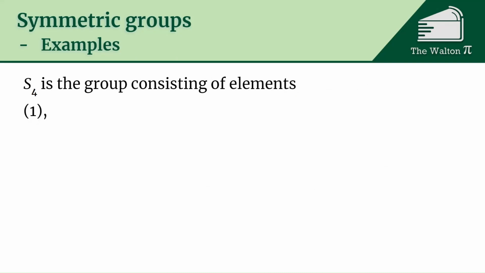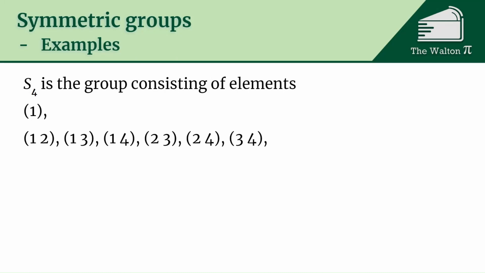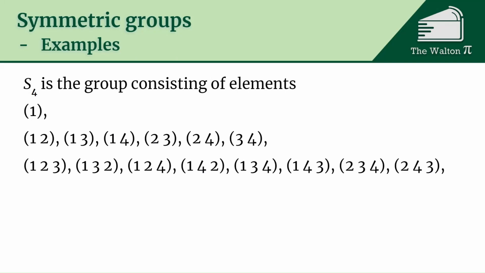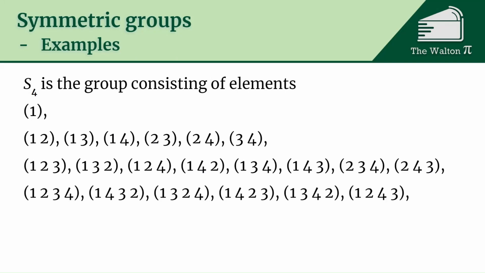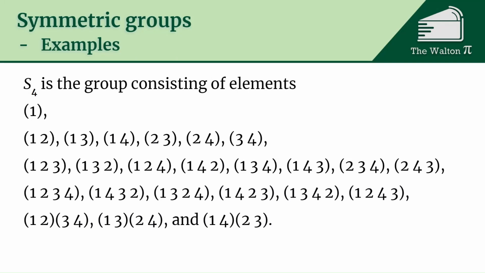S4 now, there's going to be quite a few. Remember, there are n factorial elements in each group, so 4 factorial, that's 4 times 3 times 2 times 1. That's 24 elements. So we have the identity. We have all transpositions. Transpositions are permutations that just switch two elements. We have a whole bunch of 3 cycles. We have a bunch of 4 cycles, and we have a bunch of pairs of transpositions. And all of these permutations together, there's 24 of them.